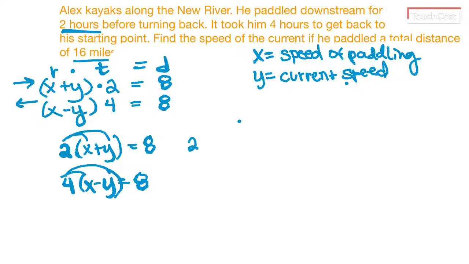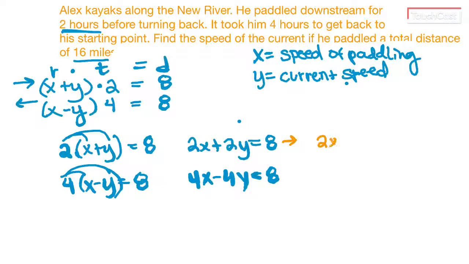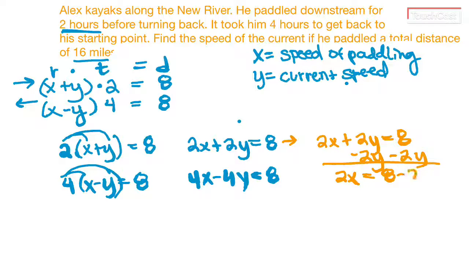So we end up with 2x plus 2y is equal to 8. And 4x minus 4y is equal to 8. We can solve pretty easily for x in this first one, and so we will change our color, and we'll solve for this one now. So we've got 2x plus 2y is equal to 8, and we will subtract our 2y from both sides. We get 2x is equal to 8 minus 2y. Divide through by 2, everything. And we get that x is equal to 4 minus y.